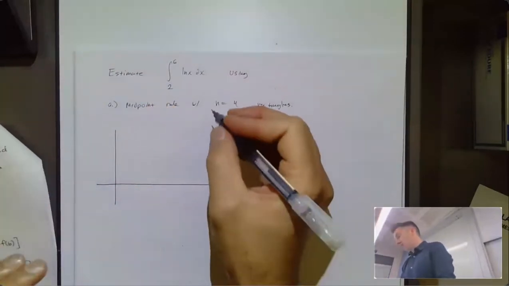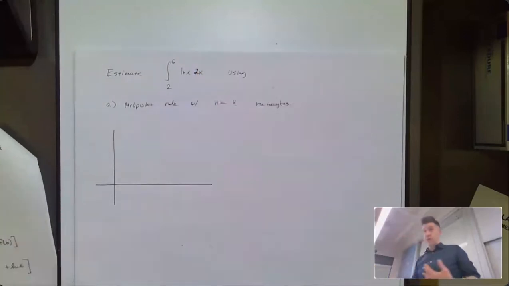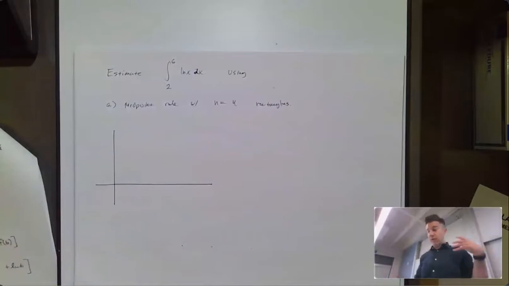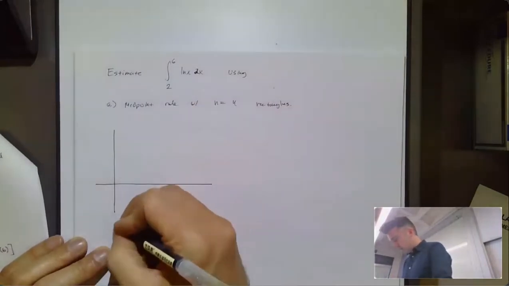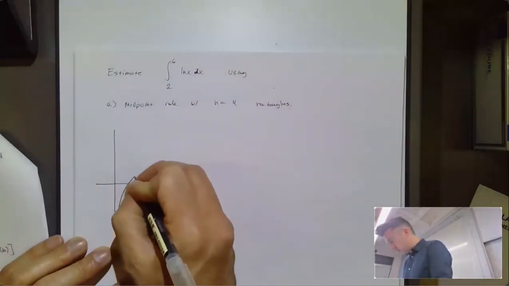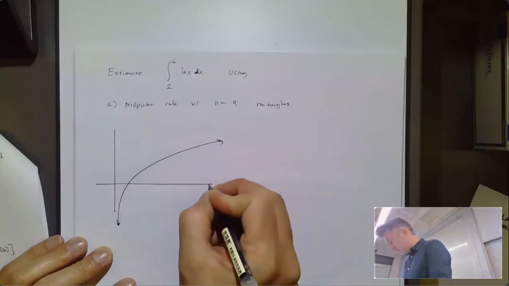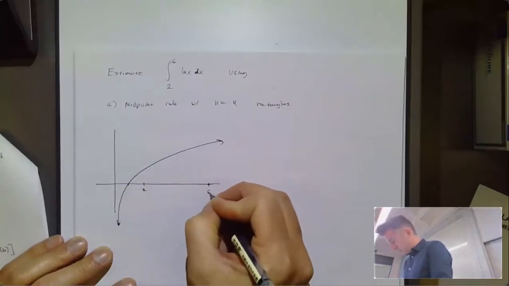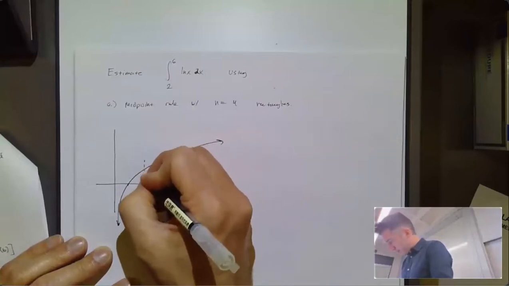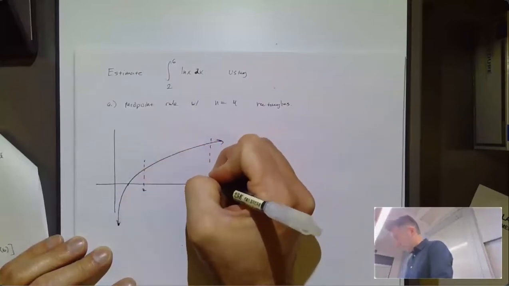I should also point out, we could totally just integrate this, right? We know how to integrate natural log of x. It's something you can do with integration by parts. So we will actually see what the actual answer is as well, just because it's interesting. So if I draw my function here, natural log of x looks like this. And I'm going from 2 over to 6. So I'm trying to estimate this area.